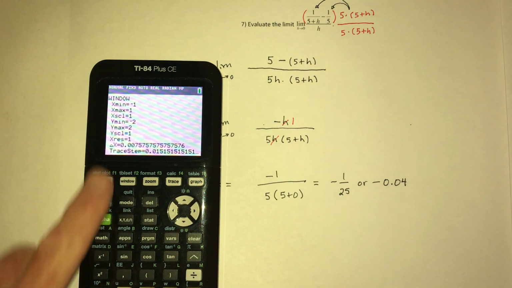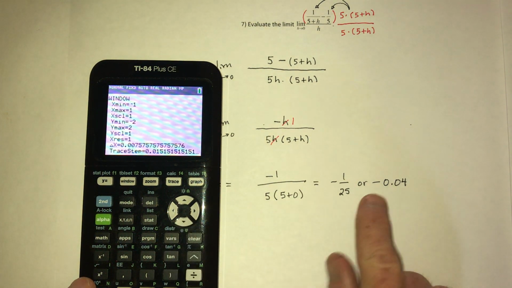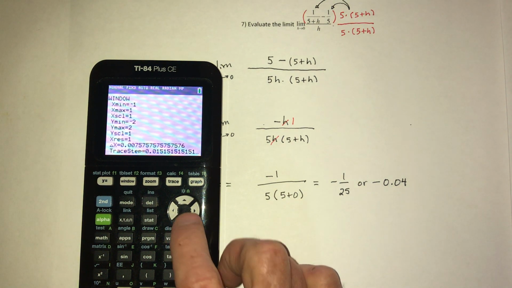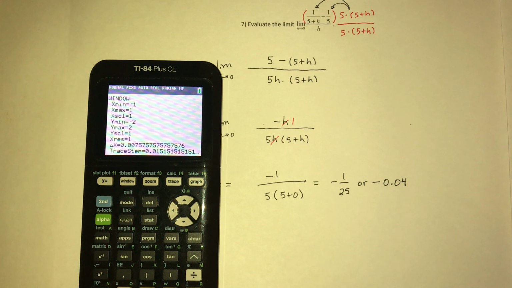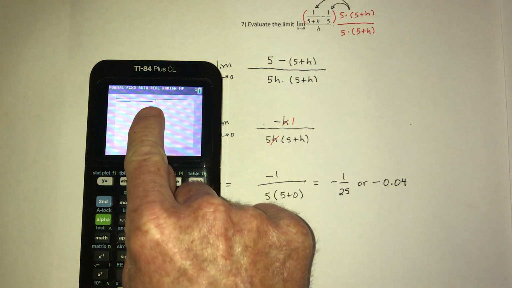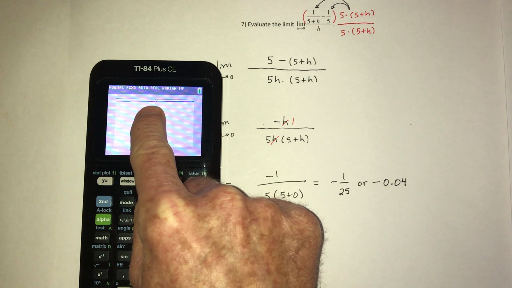In the window, the x values need to include 0, so that's good. And our answer was negative and very small. So I'm going to change the y's to go from negative 1 to 0. And then, so there's the answer. It's very small and it's negative.